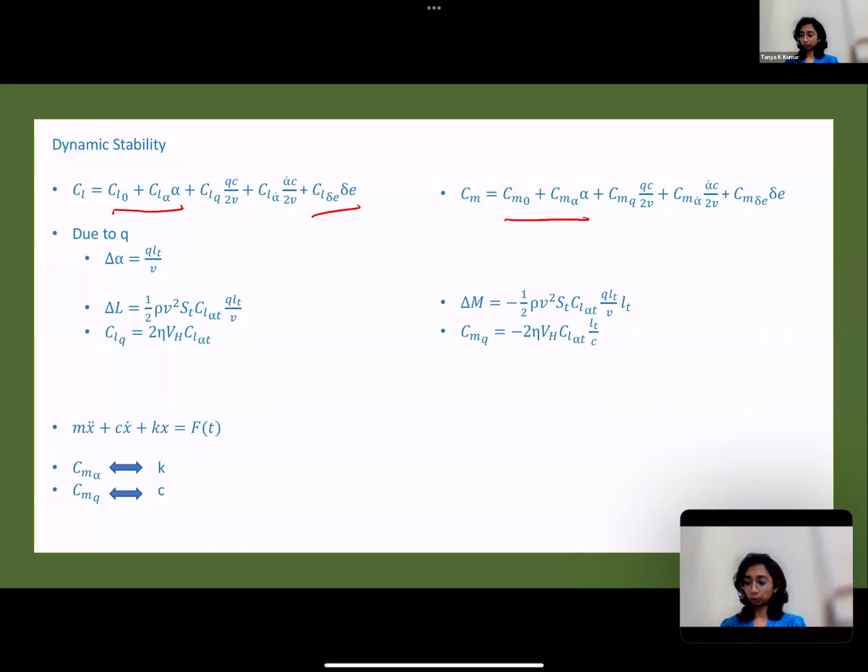Similarly, for the pitching moment, right? When the dynamic stability came into play, we introduced two new terms. They were Q and alpha dot. What were the units of these two? CL is a dimensionless quantity. It has no unit. So this entire thing and this entire thing must be dimensionless. So if you look at the quantities there, can you tell me what is the unit of Q and alpha dot? What is the unit of alpha?